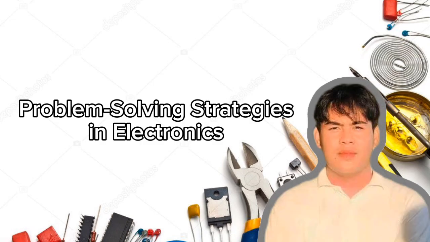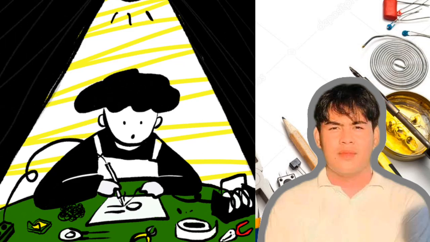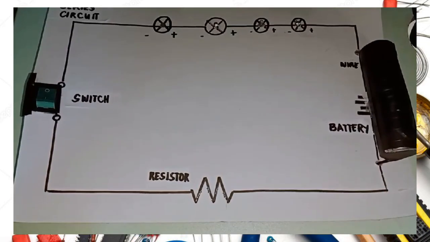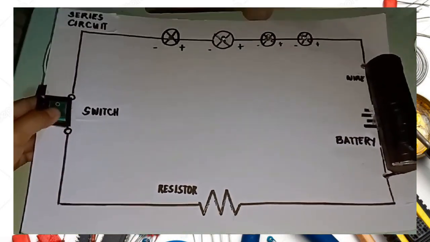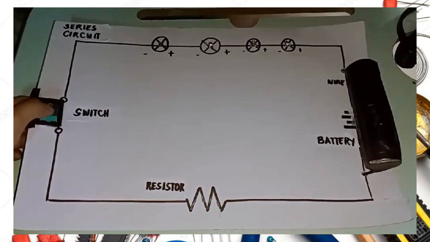Here, in the first part of our video, Problem-Solving Strategies in Electronics, we will demonstrate how to design and troubleshoot a simple circuit by walking you through a common problem scenario. Imagine we have an LED circuit that's not lighting up. Let's solve this step by step.